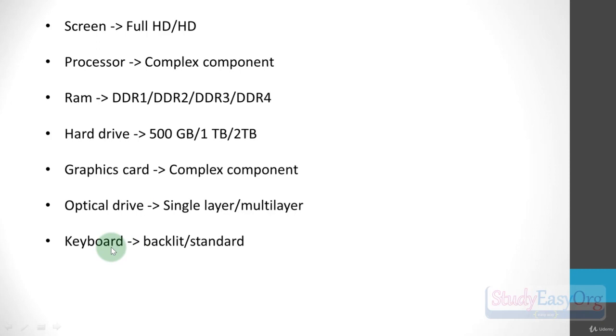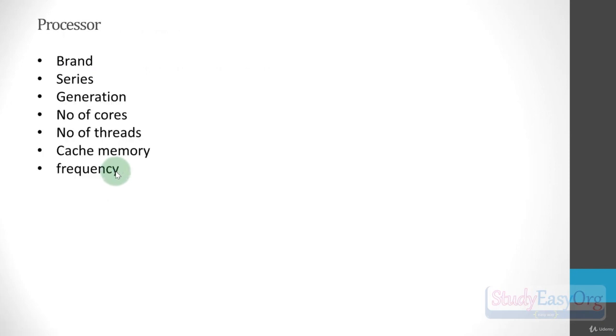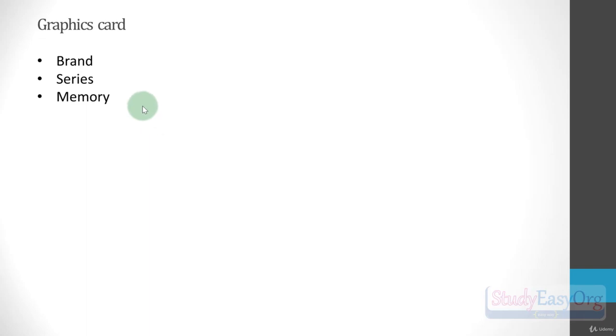These are simple components. But when it comes to processor or graphic card, there are many more things involved in these components. In fact, the processor and the graphic card are compositions in themselves. So let us check the processor real quick. When it comes to the processor, there are multiple things involved, and these are compositions themselves. There are, for example, brand, series, generation, number of cores, number of threads, cache memory, frequency. So there are multiple things involved in a processor, and we need to manage them as well. Likewise, when it comes to graphic cards, there could be brand, series, memory and a couple more things. So these are complex components.